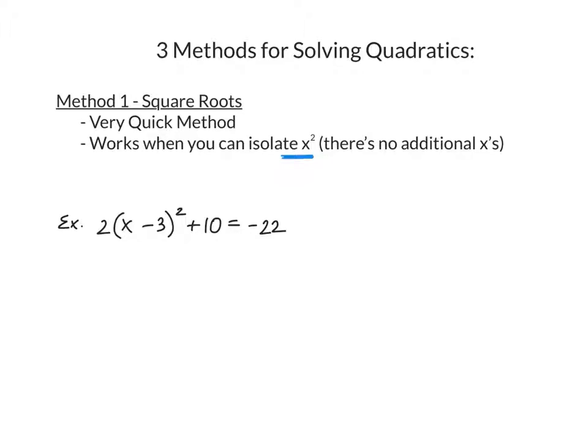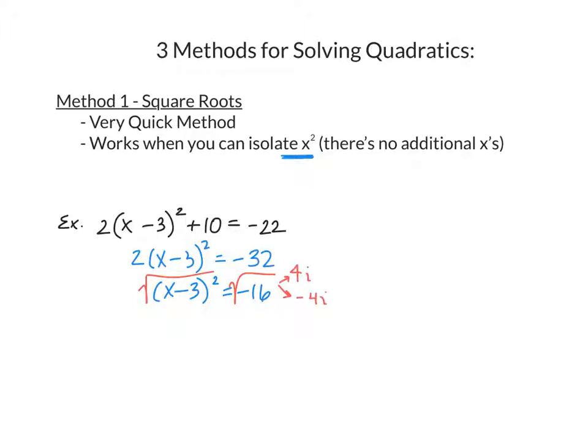So we're going to get rid of our visitor. So subtract 10. That's going to give me 2(x minus 3) squared equals negative 32. Divide by 2. (x minus 3) squared equals negative 16. And then we're going to take the square root now that we have that isolated. Remember that when we take the square root to that other side, it gives us two answers. So the square root of negative 16 is 4i, and the negative gives you negative 4i.